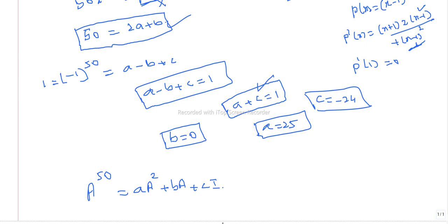So first you have to find A square. What is A square? You have to multiply A 2 times. So what is A actually? 1 0 0, 1 0 0, sorry, 0 0 1, and then 0 1 0. So that is the matrix A.